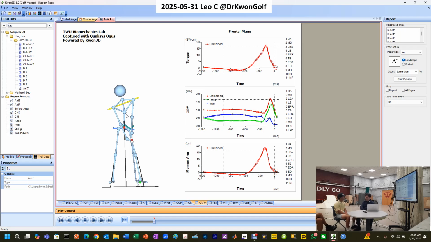But if the backswing is slow, so the counter movement effect is gone, then you're simply going to this position here and then trying to start the downswing, instead of using this and then connecting it.